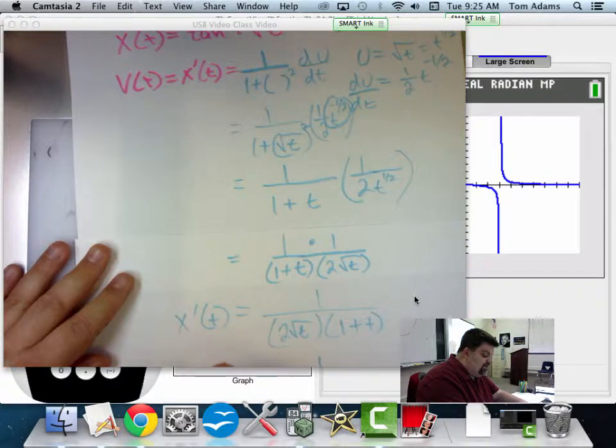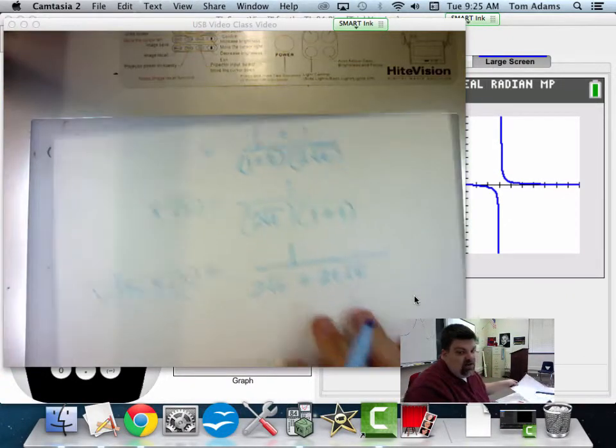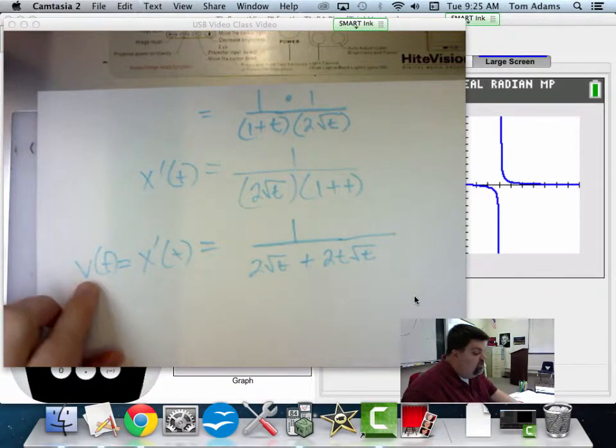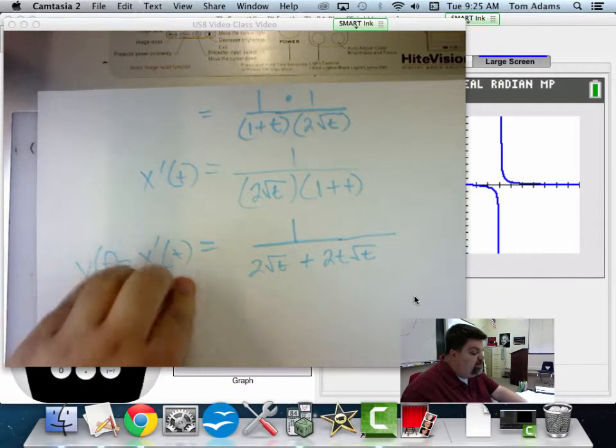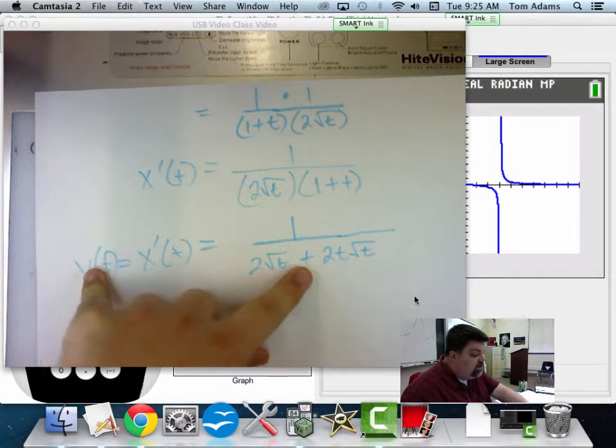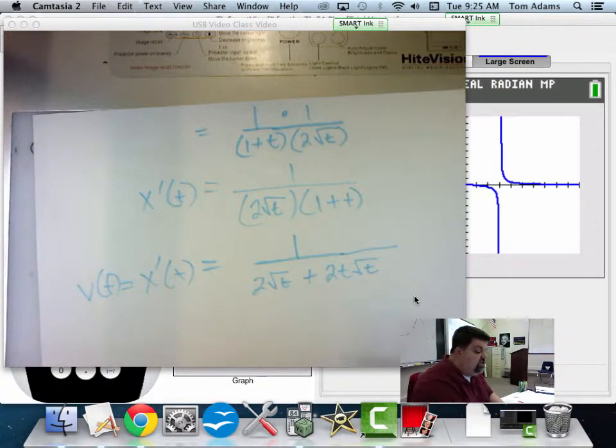And this is the velocity. So I did all that work, but it wasn't a lot of work. I'm just taking the derivative. So v of t is equal to x prime of t, which is equal to 1 over 2 times the square root of t, plus 2t times the square root of t. And I just distributed that through the parentheses.